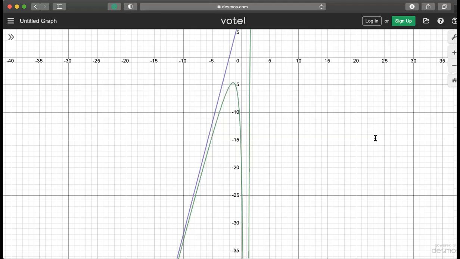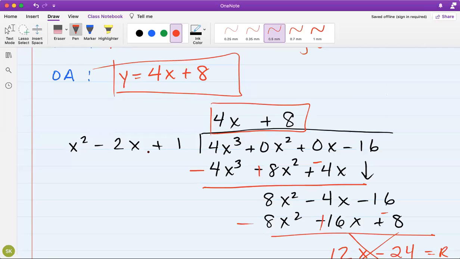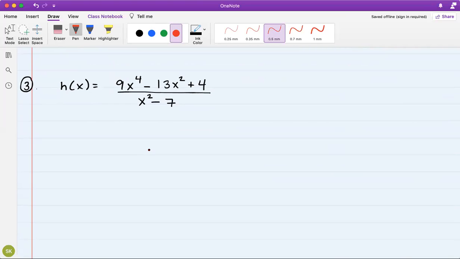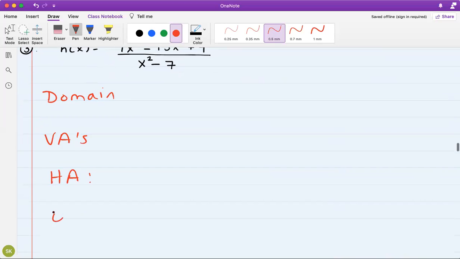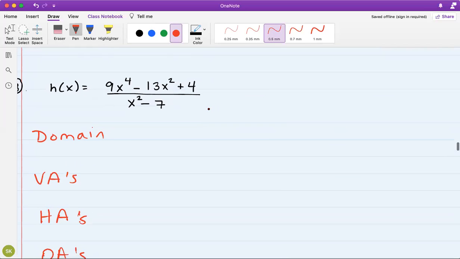Very interesting. Now let's go back, and we're going to look at one more example down here. Okay, we're going to do the same thing. We're going to ask for the domain, the vertical asymptotes, the horizontal asymptotes, and the oblique asymptotes. Okay, let's start with the domain. What can we not plug in to the denominator? Well, x squared minus 7 can't be 0, which means x squared can't be 7, which means x cannot be plus or minus square root 7.